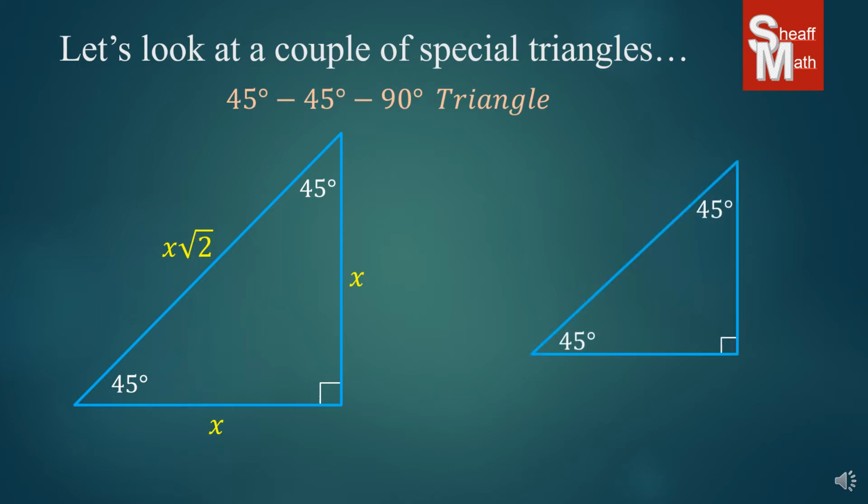So here's an example. We have this 45-45-90, and we're given one of the sides: one of the legs is 7. Well, we know that the other leg is going to be 7 as well. Now, what about the hypotenuse? Well, it's the leg times radical 2. There it is. That's as simple as it is.